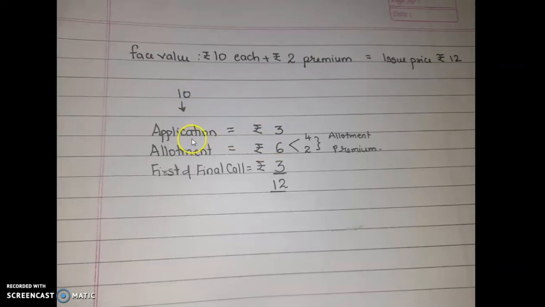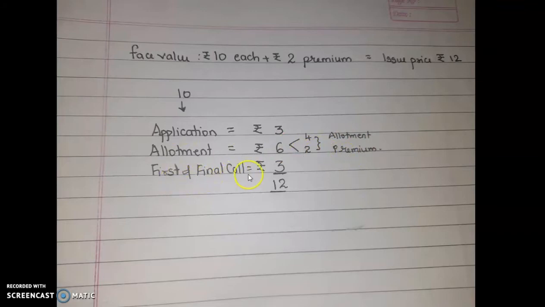That is, it is given in the question that at the time of application you will collect 3 rupees each. Then at allotment you will collect 6 rupees. So if the question is silent, you have to collect that premium money from your shareholders at the time of making the allotment installment. So this 6 rupees includes 4 rupees of allotment money and 2 rupees, which is the premium. Okay, so 4 rupees is of allotment and 2 rupees is of premium.